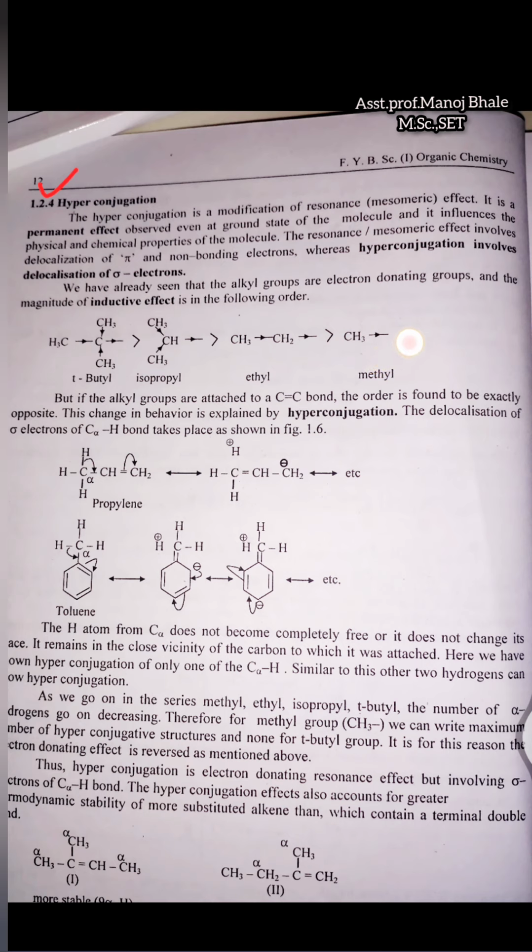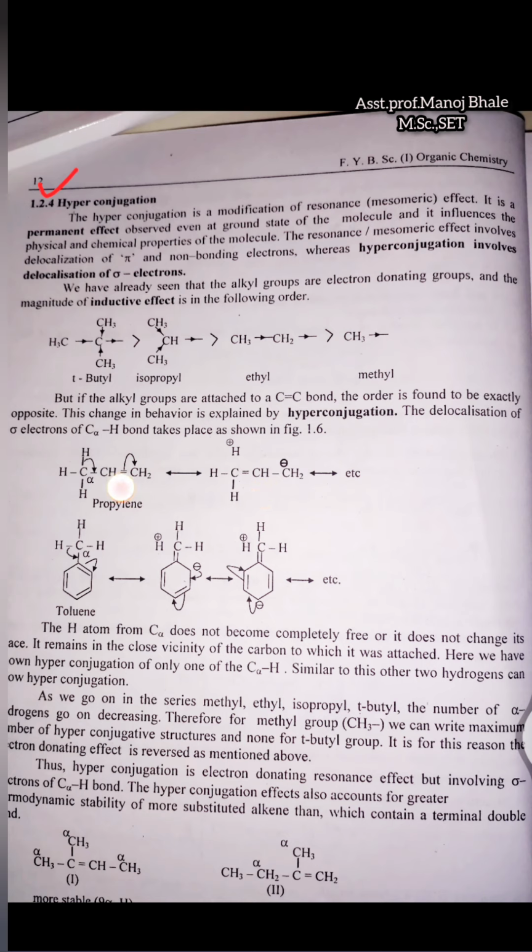Hyperconjugation effect also affects that. If an alkyl group is attached to the double bond, the order is found to be exactly opposite, and that changed behavior is explained by the hyperconjugation. Delocalization of the sigma electrons of the sigma C-H bond takes place, which is shown here. That means at this carbon there is a double bond, and next to it there is a sigma bond, sigma carbon, which is given there. This sigma bond donates electrons, and with this CH bond there is a formation of the double bond, which is given in the second structure.